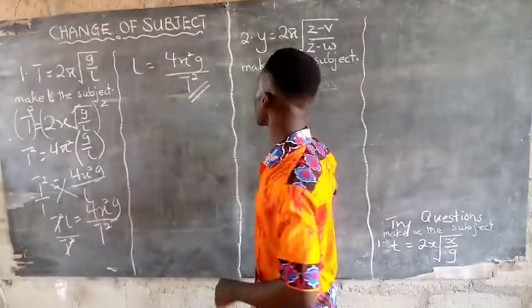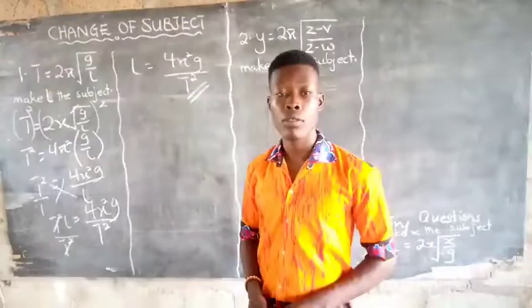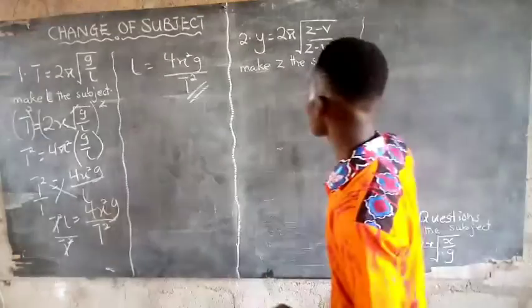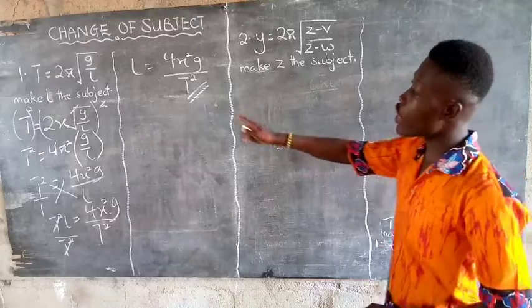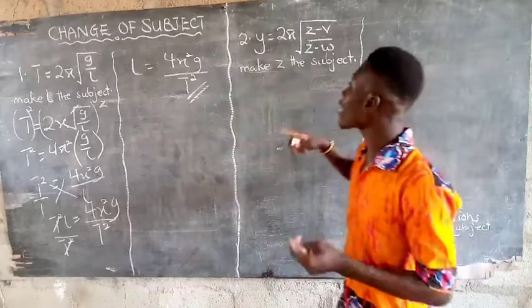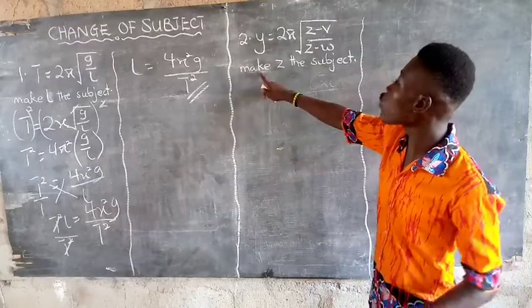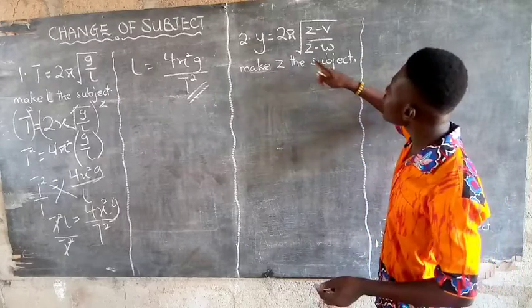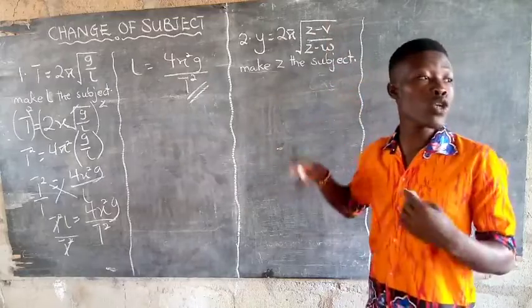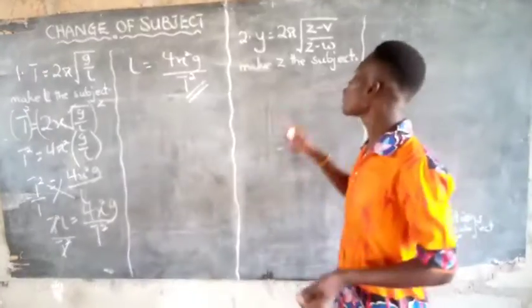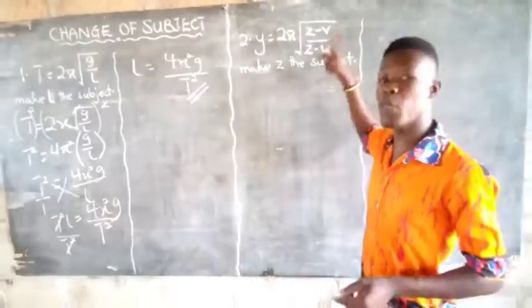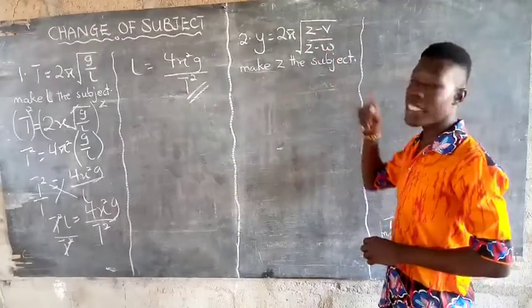Okay, we'll be moving on to our second question. In our second question, as I told you earlier in our first question, the only thing that can get rid of a square root is a square. In our second question, we are asked to make z the subject. And z is found within the square root. So we have to get rid of the square root first before we can make z the subject.